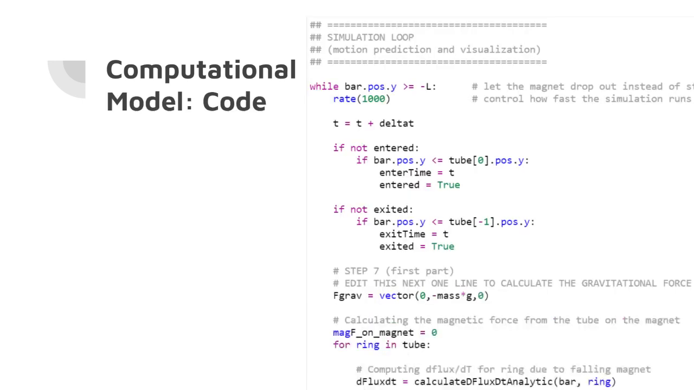And so for our simulation loop, pretty much this is just saying, has the bar magnet entered the tube, or has it not? And then we calculate our force of gravity, which is just negative mass times g, of course. And then we find basically our d flux dt using that function that we created earlier. And then for our ring current, it's just going to be d flux dt over the resistance of the ring.